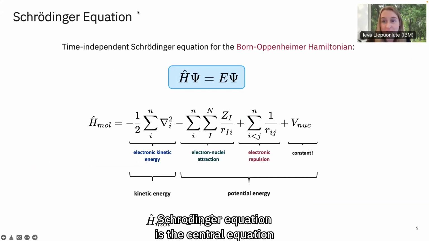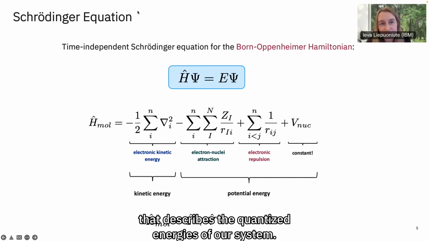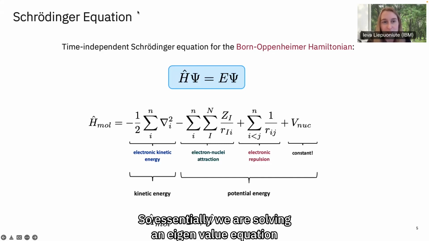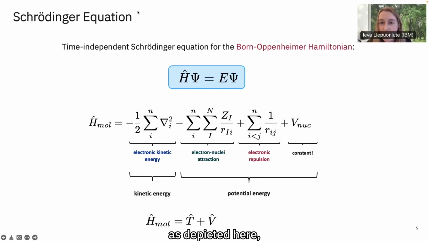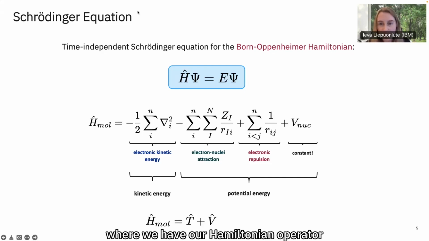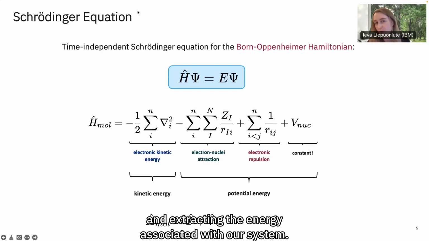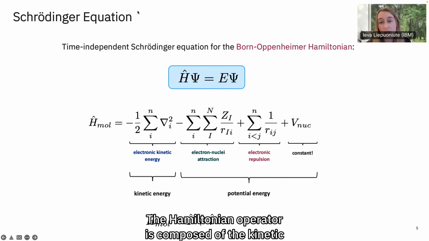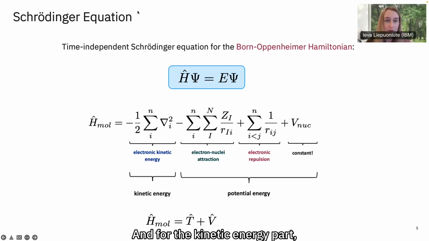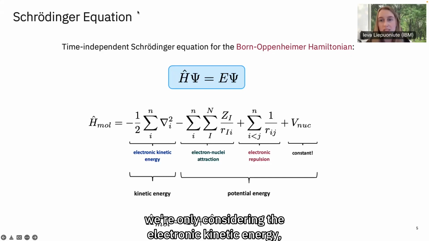The Schrödinger equation is the central equation in quantum mechanics that describes the quantized energies of our system. Essentially, we are solving an eigenvalue equation as depicted here, where we have our Hamiltonian operator acting upon the wave function and extracting the energy associated with our system. The Hamiltonian operator is composed of the kinetic and potential energy operators as shown here. For the kinetic energy part, we're only considering the electronic kinetic energy.